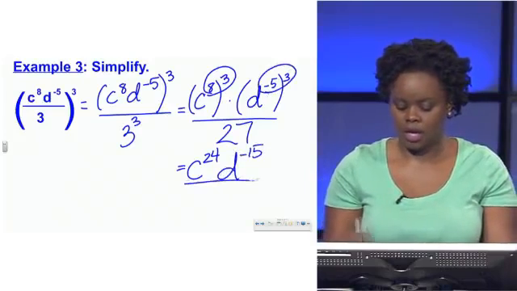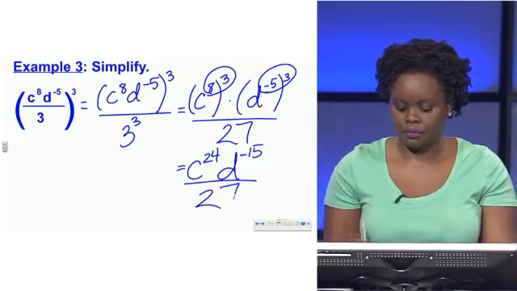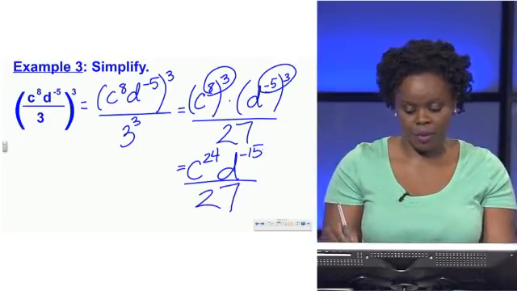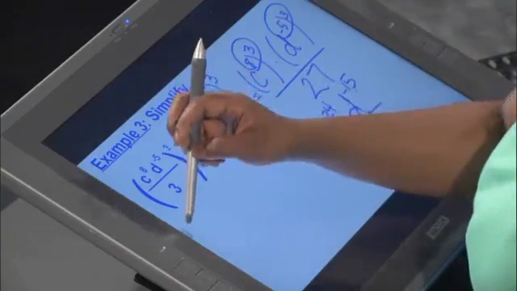And then we'd already taken care of that 27, right? Not quite done yet, because we see we have that negative exponent. So we've got to keep cleaning this up.